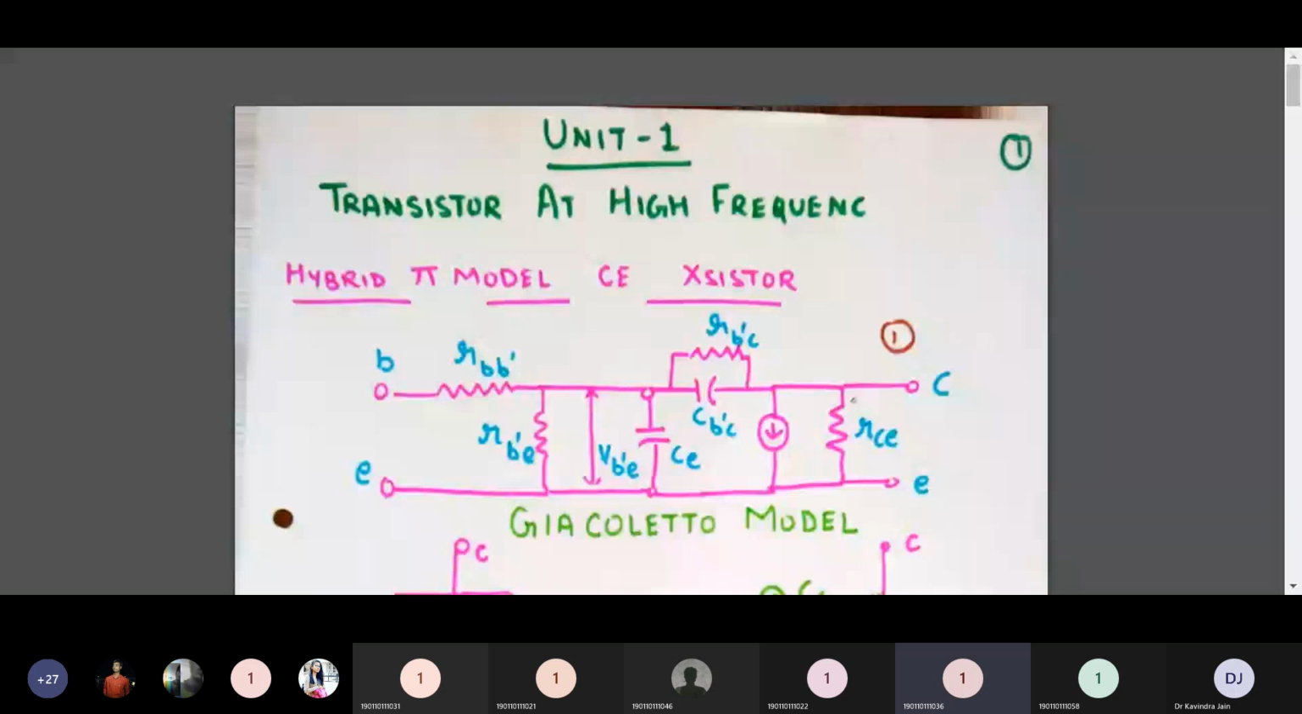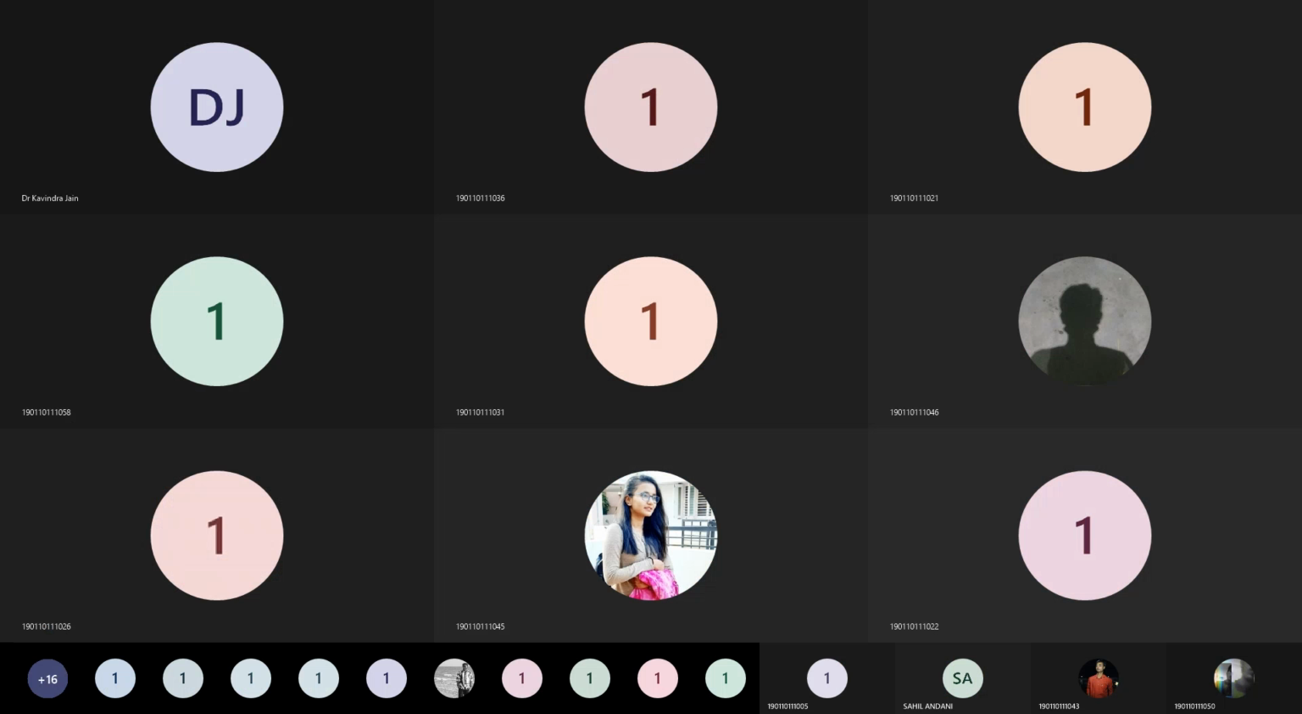Sir, can you please repeat? Yes. Internal node B dash is not physically accessible due to early effect voltage varying across CE junction, results in base width modulation.